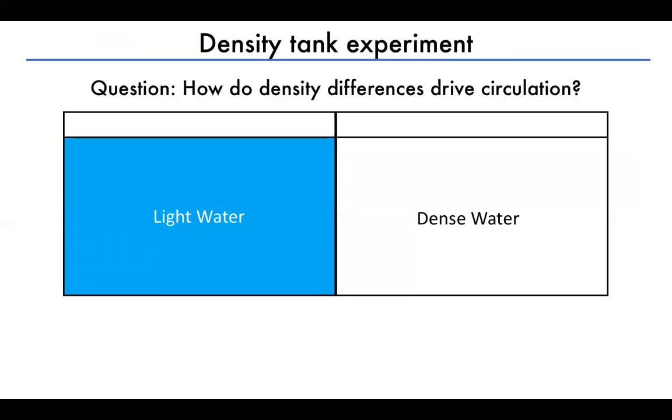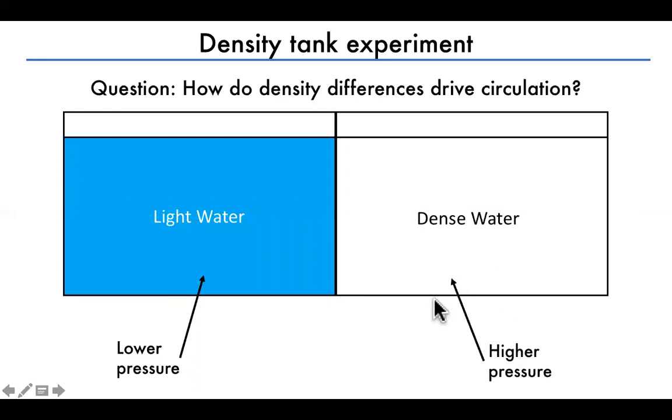So let's think about these experiments just in terms of density for a minute. If we just think about these as two columns of water, one column of light water and one column of dense water, and they're the same height, so the surfaces are at the same height. Then down here at the bottom, what we have is two columns of water of the same height and different densities, which means that there's different amounts of mass stacked on top. So if you were at a point here on the bottom left, you're going to experience a much lower pressure than if you were at a point here on the bottom right.